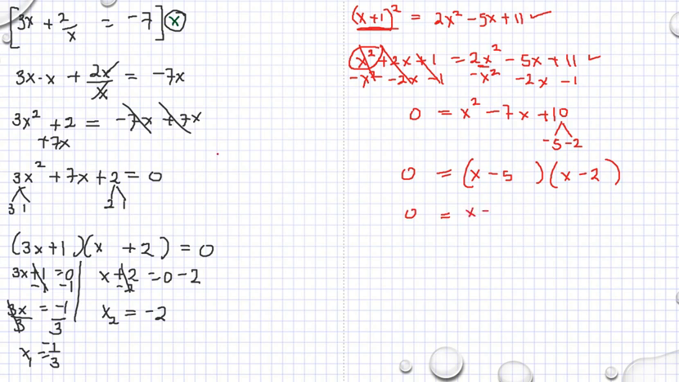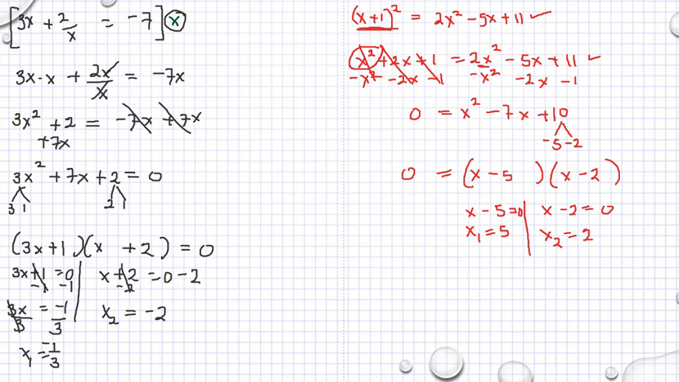And our solutions are, sorry, there should not be 0 there. Our solutions are x minus 5 is equal to 0, or x minus 2 is equal to 0. Adding both sides of the equation by 5, then we have x is equal to 5. Adding both sides of the equation by 2, then we have x is equal to positive 2. That's our x sub 2.